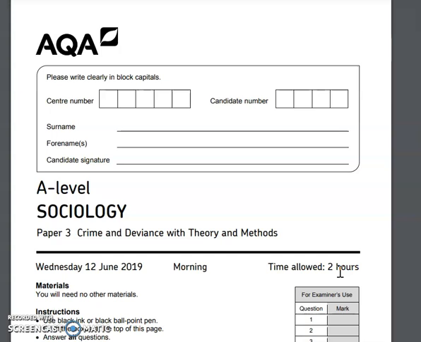Making sure that you are familiar with the front page, you will be asked to pop your name and your signature there, your candidate number and your centre number. If you're unsure about those, please ask your invigilator or the exams officer in your school or college.